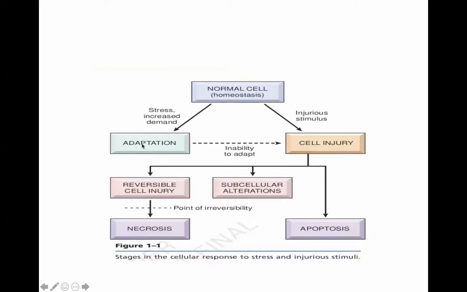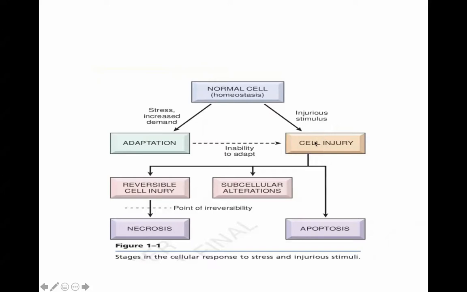If that stress is sustained in spite of adaptation, then there will be a breaking point where the cell becomes unable to adapt further, and then it becomes injured. Now, there are certain stimuli that take the cell directly from normal to injured. For example, exposure to toxins and chemicals usually results in direct cell injury. The cell can usually not adapt to such a stimulus, right?